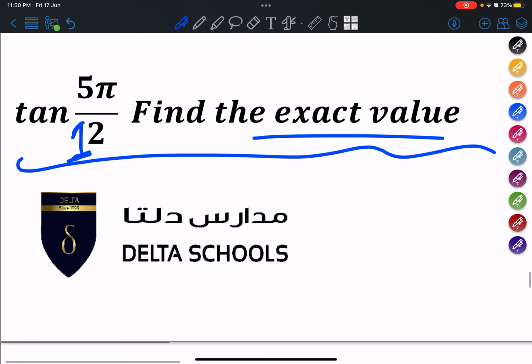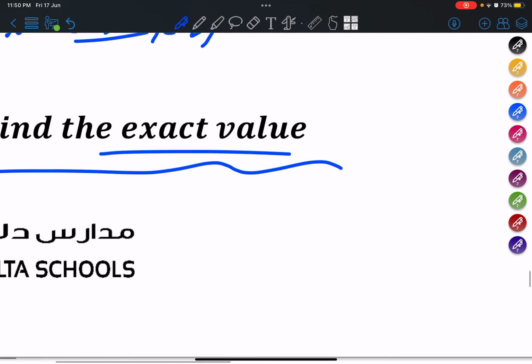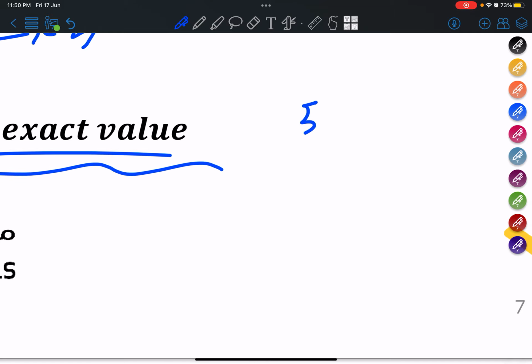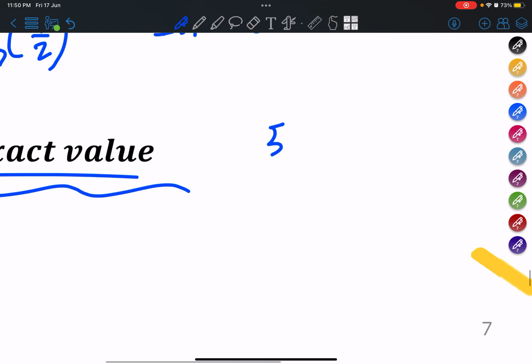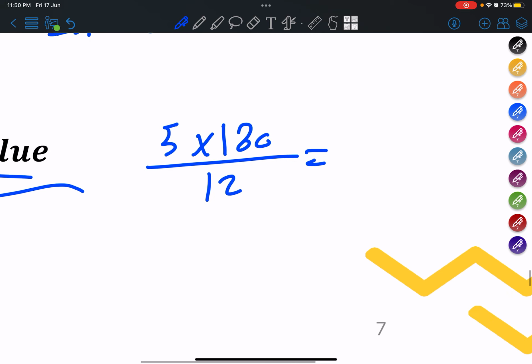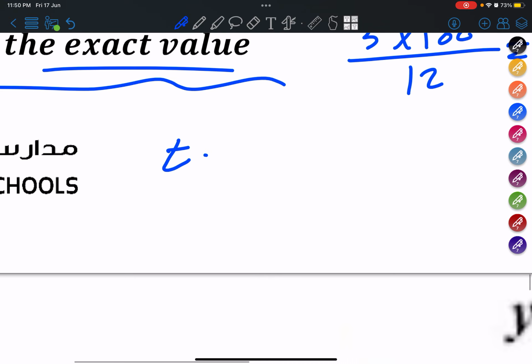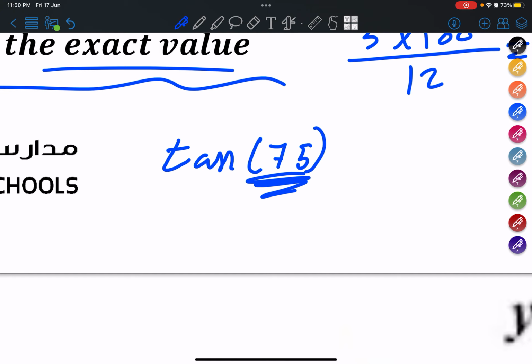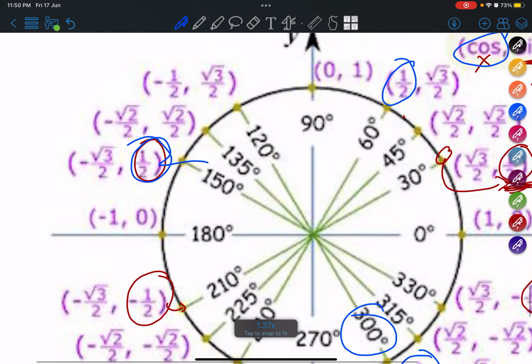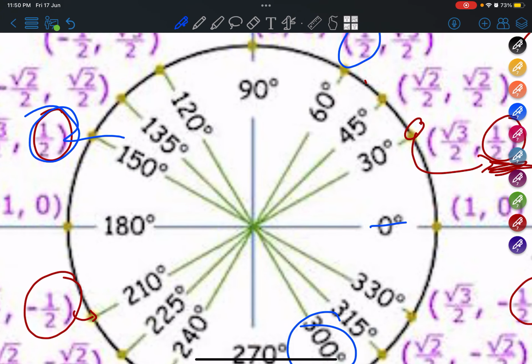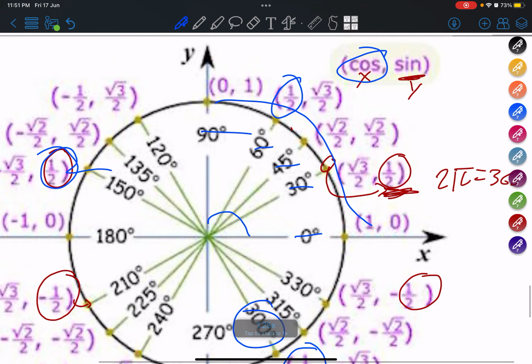So let's first of all convert 5 pi over 12 into degrees, which is multiplying 5 by 180 over 12, which will give us 75. So here essentially they're asking us what is tan 75. And since this isn't an angle that we usually use, if we go here, 75, we cannot find it in the unit circle. It's not one of these values. So how do we find it?